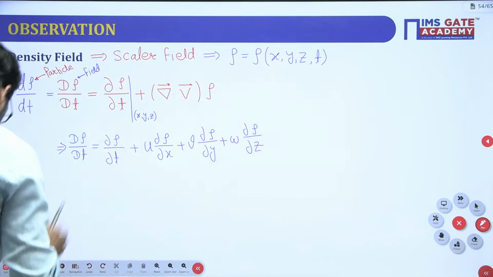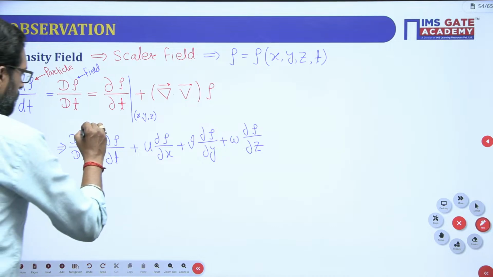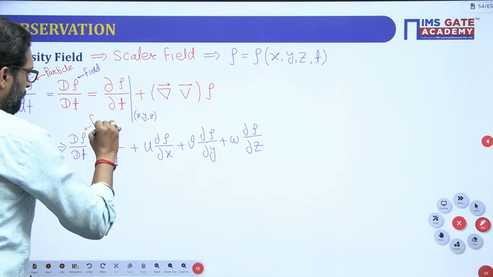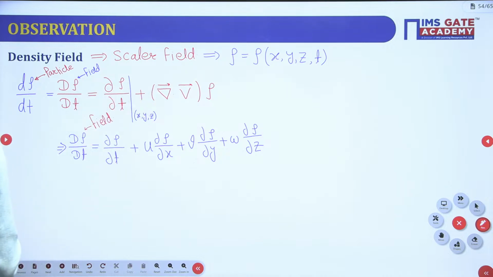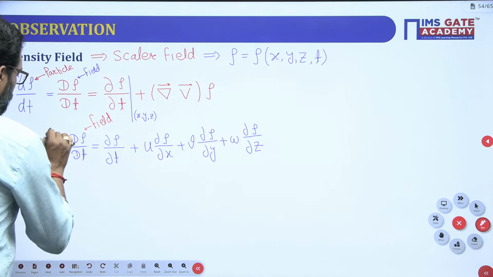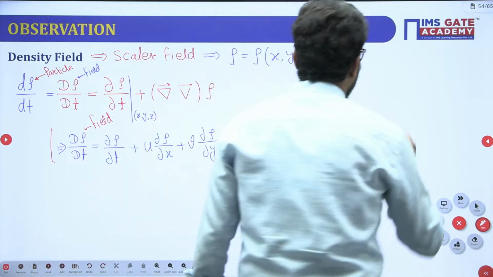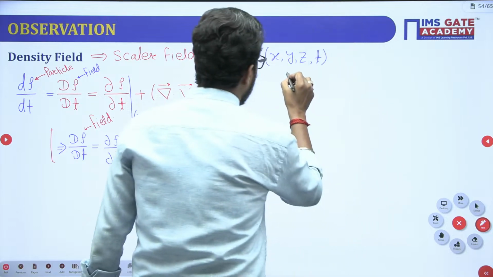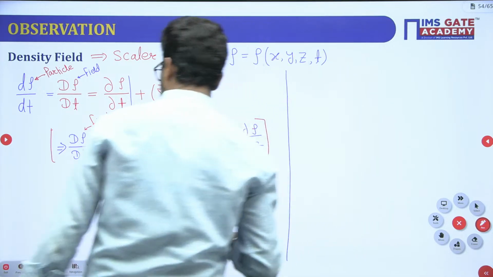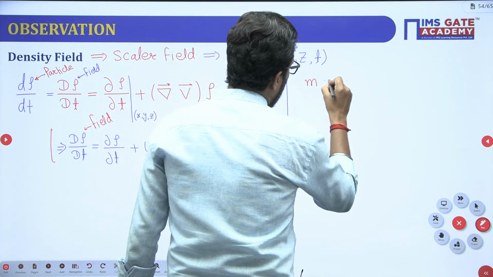Clear? This is clear? Now, this is for the field you have. Now, my dear, we know that, let's suppose there is a density of any mass, rho. So density is what, beta? Let's suppose the mass of the body m is equal to density into volume.